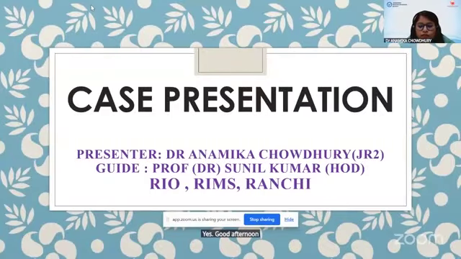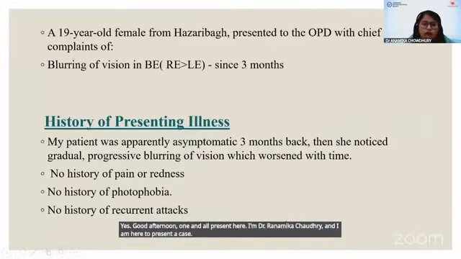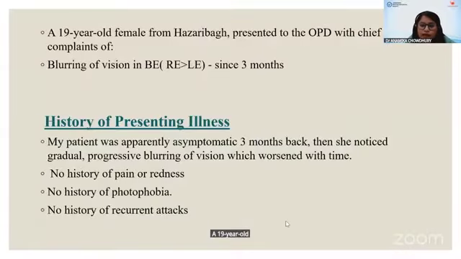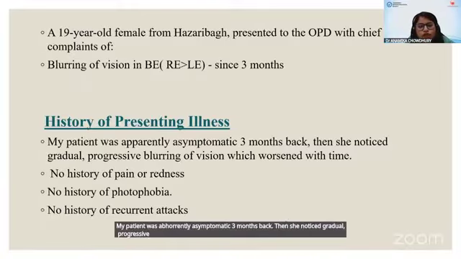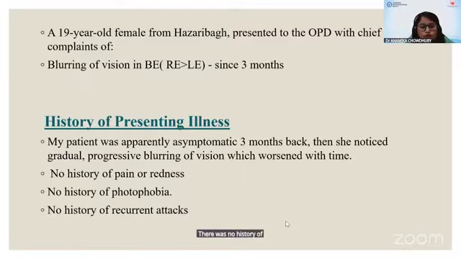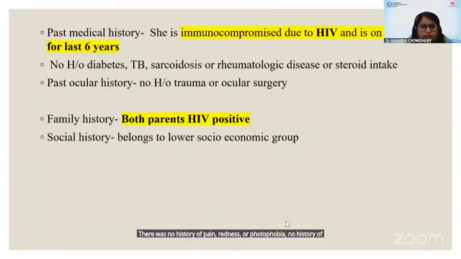Good afternoon, one and all present here. I am Dr. Anamika Chaudhary and I am here to present a case. A 19-year-old female from Hazaribagh presented to our OPD with the chief complaints of blurring of vision in both her eyes since the last 3 months. My patient was apparently asymptomatic 3 months back. Then she noticed gradual, progressive blurring of vision which worsened with time. There was no history of pain, redness, or photophobia, no history of recurrent attacks. She is immunocompromised due to HIV and is on ART for the last 6 years.